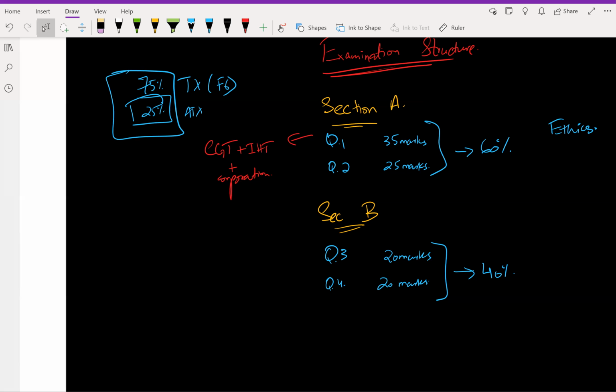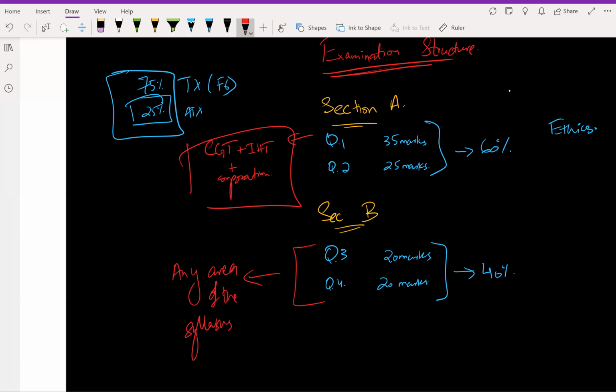From question 3 and question 4, you can get any area. They can target any area of the syllabus. Even over here, they can target any area of the syllabus, but history and the statistics tell us that the examiner likes to test CGT, IHT together and corporation tax in these areas in section A.